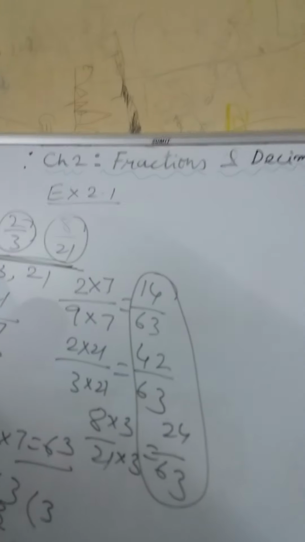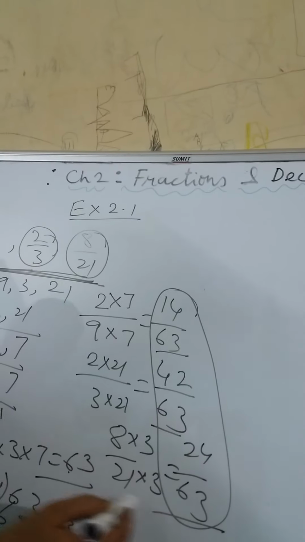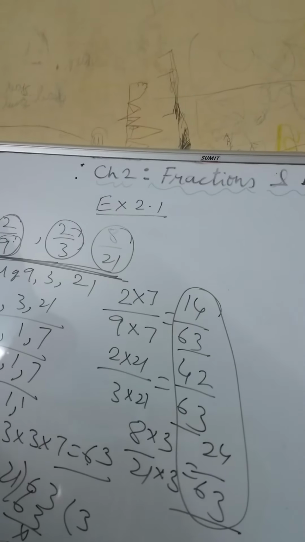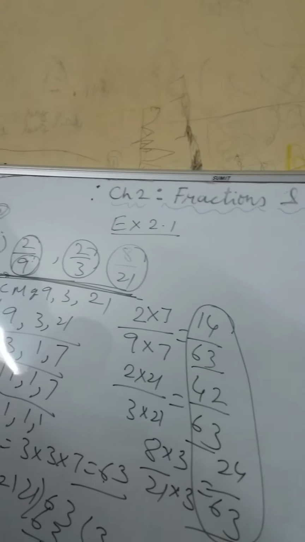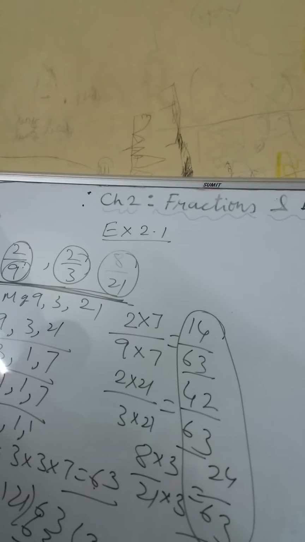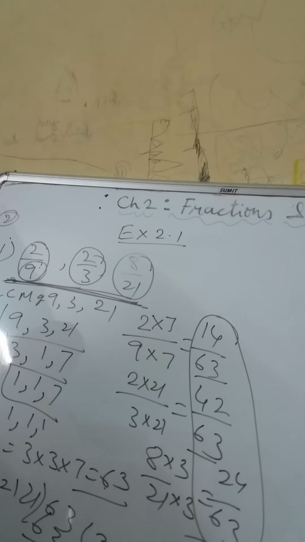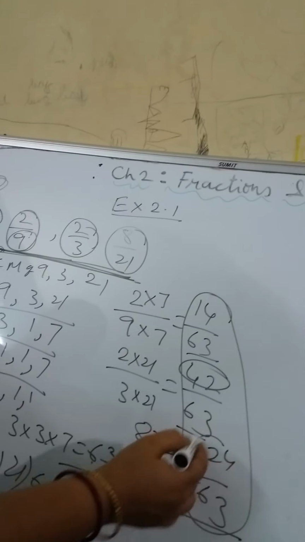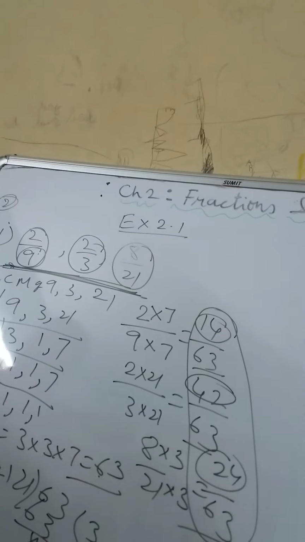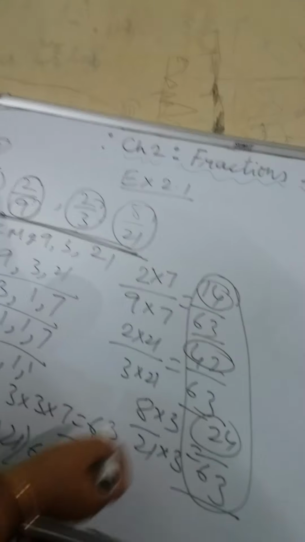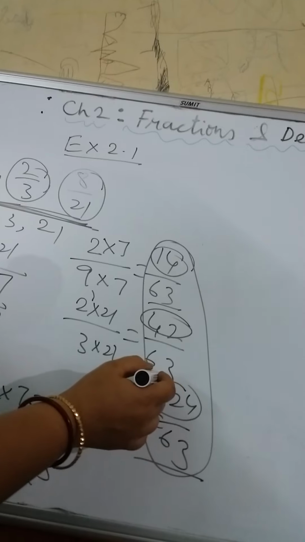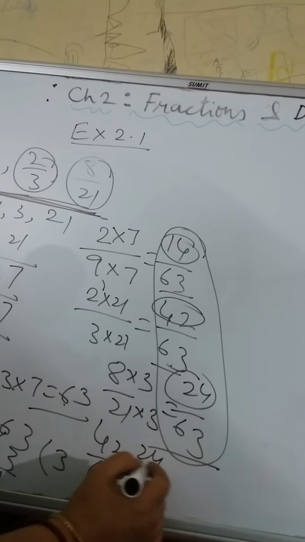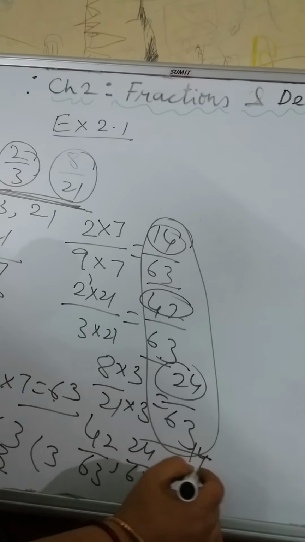Now you can compare, as their denominators are the same. Now you can compare which one is bigger and which one is smaller. As their denominators are the same, whose numerator is the biggest, that fraction is the biggest one. So here 42 is the biggest number, then 24, then 14. So if we arrange them in descending order, first I will write 42 by 63, next is 24 by 63, next is 14 by 63.